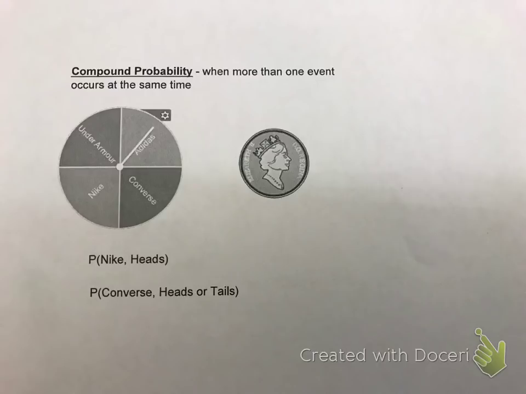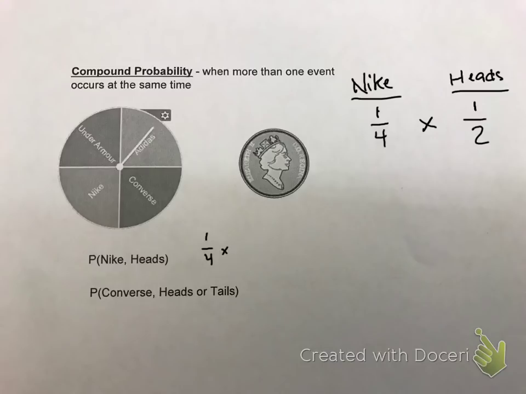So on the spinner, there are 4 equal sections. So the probability of Nike is 1/4. That's for Nike. And the probability for heads is 1/2. To find the probability of both of those things happening, we need to take those 2 fractions and multiply them together. So 1/4 times 1/2 is 1/8. Therefore, the probability of having the spinner land on Nike and the coin land on heads is 1/8.